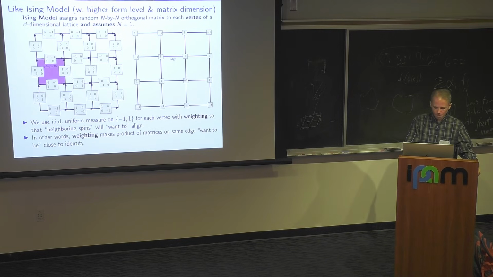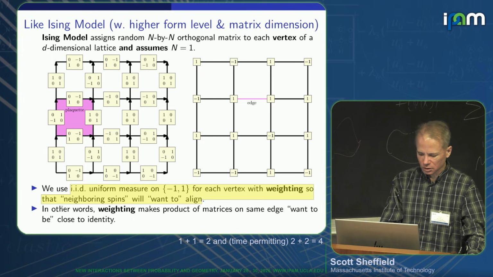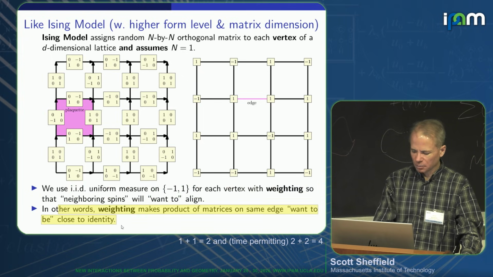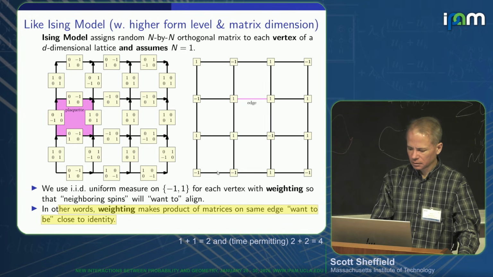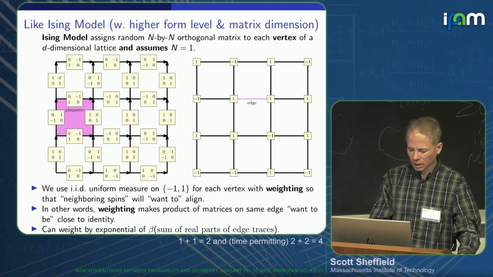And so we use this. I said you can take the uniform measure. In the Ising model, we take the uniform measure with a weighting that makes neighboring spins want to align. The weighting makes products of matrices on the same edge want to be close to the identity, as compared to here, where matrices around the same plaquette want to multiply to the identity.